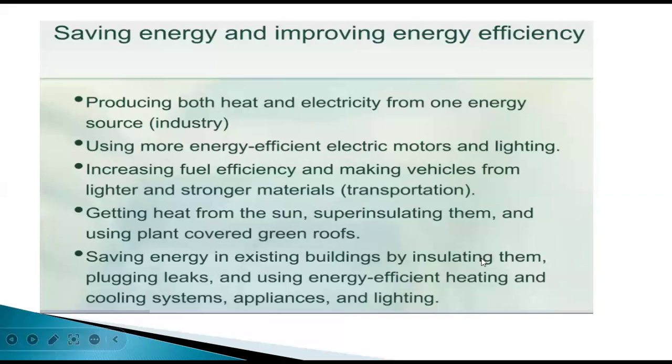And next one, getting heat from the sun, super insulating them and using plant-covered green roofs, instead of using ACs, air conditioners. This is called natural cooling. It also causes energy saving. Getting heat from the sun and super insulating them, how? By using these plant-covered green roofs. That is one of the remedies or solutions to increase energy saving.